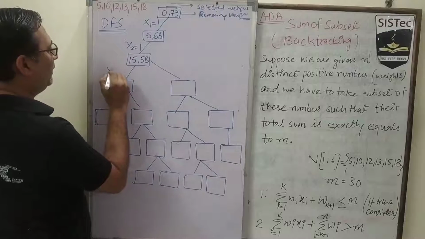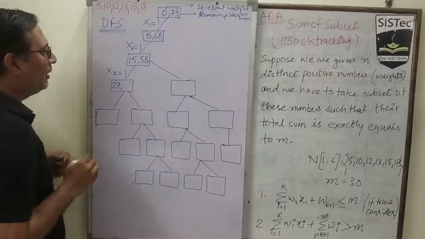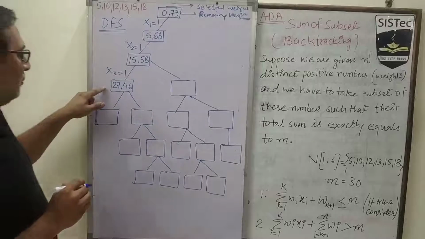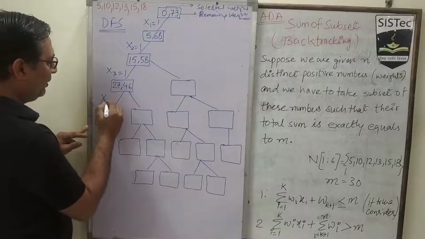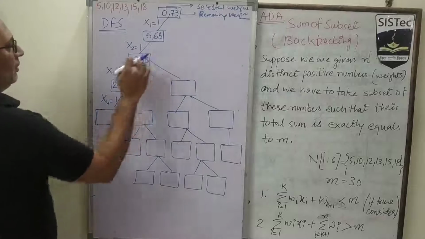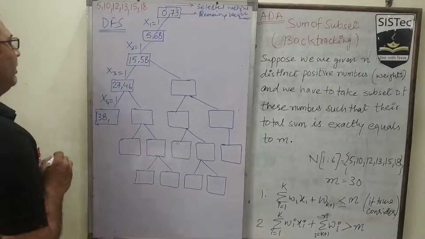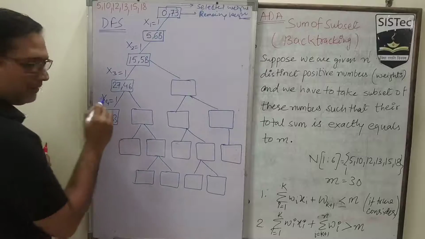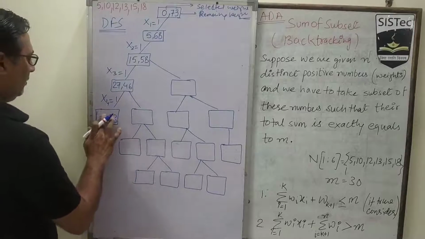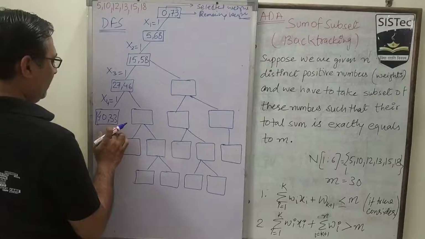Now in the same way we will select the third weight. The third weight is 12. Now the selected is 27 and the remaining is 46. Still it is less than m. We will go for the fourth one and select it. The sum of the selected weights will be 27 plus 13, that is 40, and 46 minus 13 is 33.